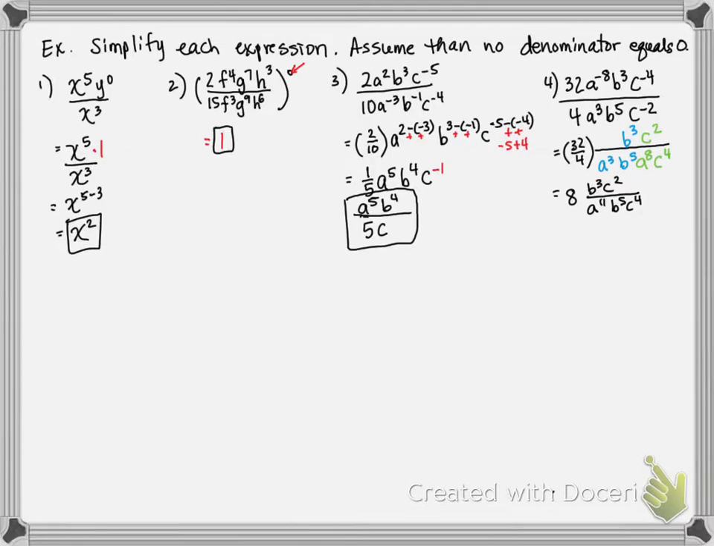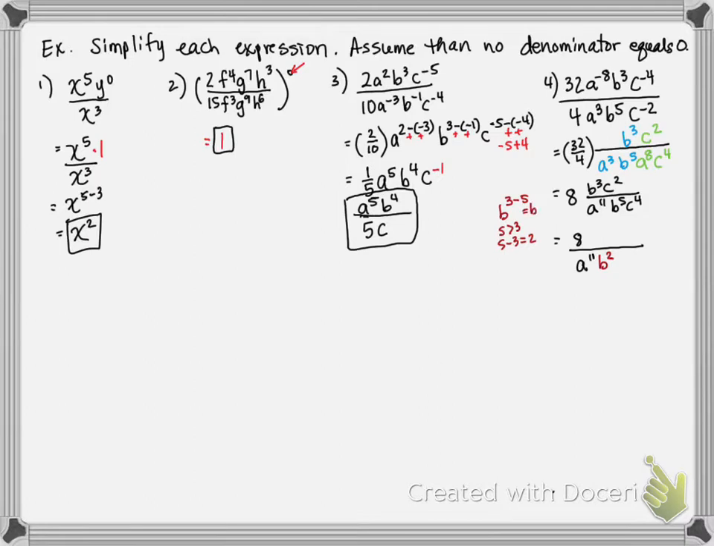Notice, I've got b's on top, b's on the bottom, c's on the top, c's on the bottom, but I have a's only on the bottom. So I know for sure that a to the 11th has to stay on the bottom. What happens to the other guys? Let's use some logic. We could say b cubed minus 5, or we could say there's more b's on the bottom, and 5 is greater than 3. If I subtract them, I get 2. Either way, the b's are going to end up at the bottom because there's more b's there.